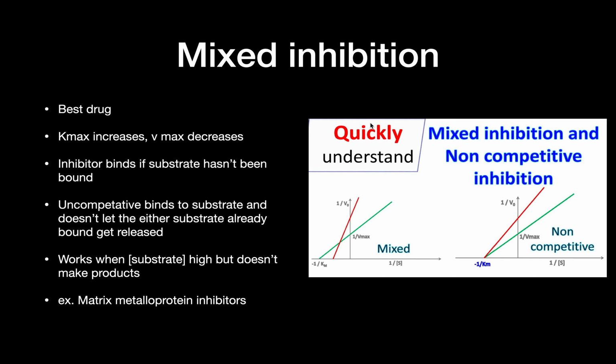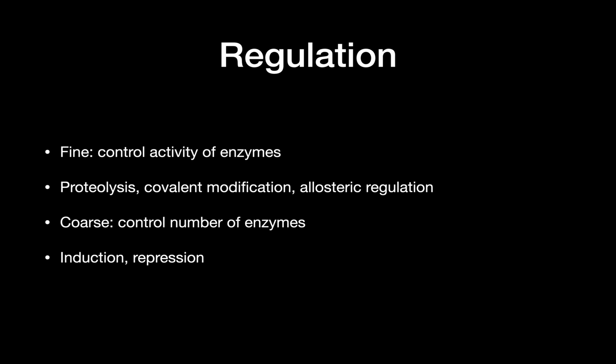So it's a good drug because it works when the substrate concentration is high, but it doesn't make the products. Once bound, it doesn't let the substrate go to bind to another one. And also, once bound, it doesn't even allow the enzyme to bind to something other than the uncompetitive site. So an example are the matrix metalloprotein inhibitors.